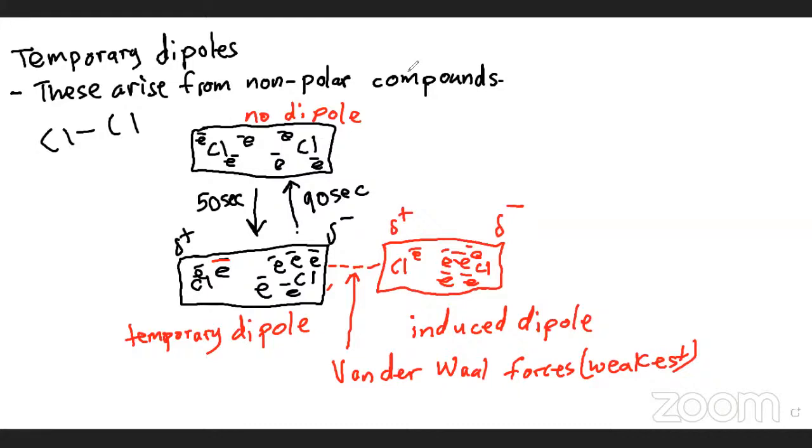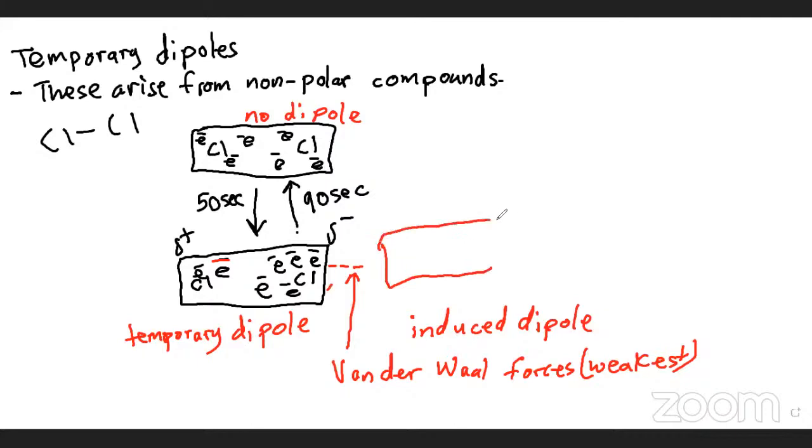So induced dipole is not the same thing as temporary. Remember, it is still temporary, but in terms of how it came about, the temporary one came about because of the random movement. So let me just do this one again here. There's a little difference between the temporary and the induced. This one is just about the random movement. When the neutral molecule came here, remember, it came without a dipole.